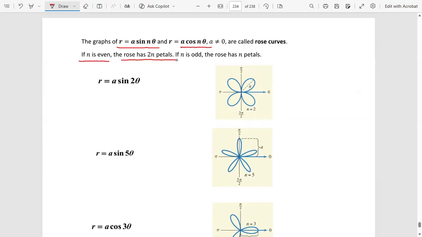For example, for sine of 2 theta, n is 2. n is even. That means when you graph it, you should have 4 petals, 2 times that. But if n is odd, you have the same number of petals. You can see here, n is 5. When n is odd, that means you have the same number of petals. That means if you graph this one, it gives you exactly 5 petals. And you can see it in the picture.